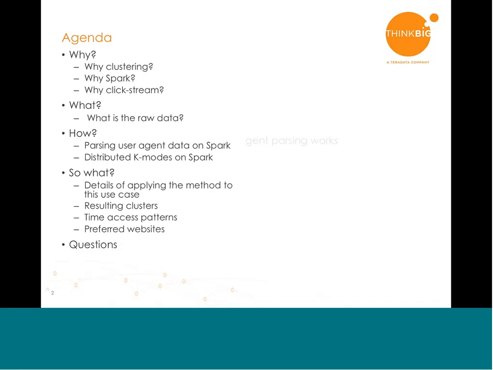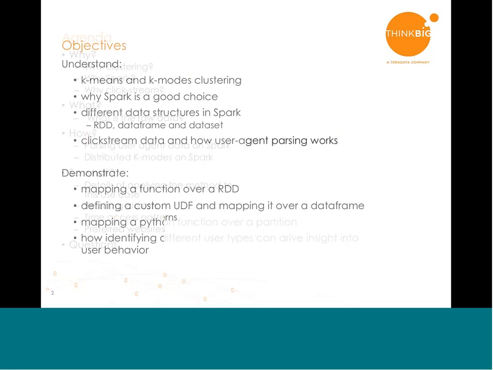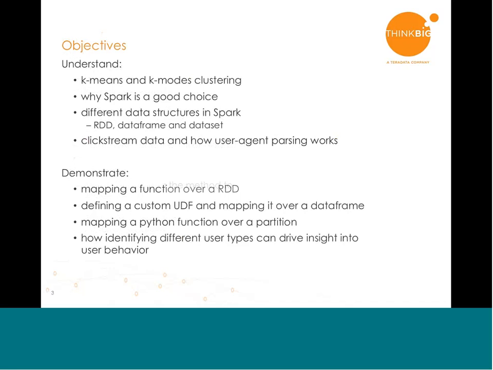So in addition to that general outline, there are specific objectives that I want to try to communicate today. The first is a set of things that I'd like to convey some understanding about, and those are: what are K-means and K-modes clustering? Why is Spark a good choice for this? What are the basic data structures in Spark? How are they different, and why are each one of them useful? And then, what is Clickstream data, and how does user agent parsing work?